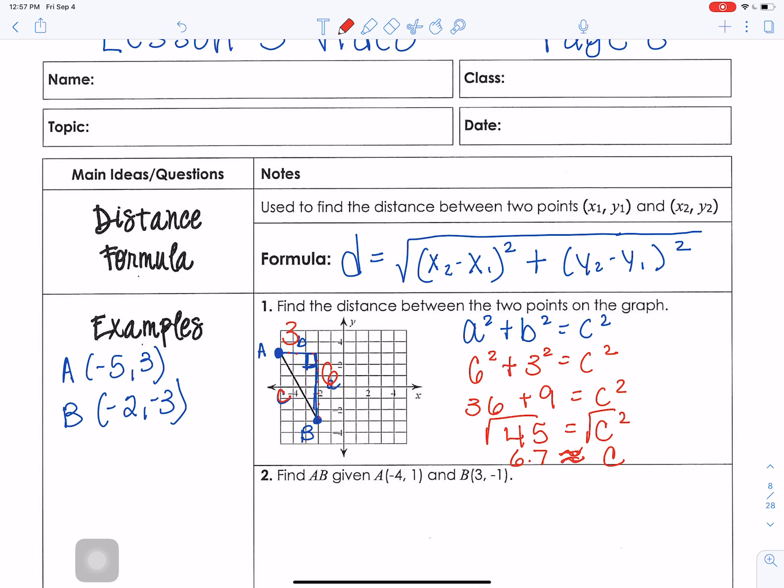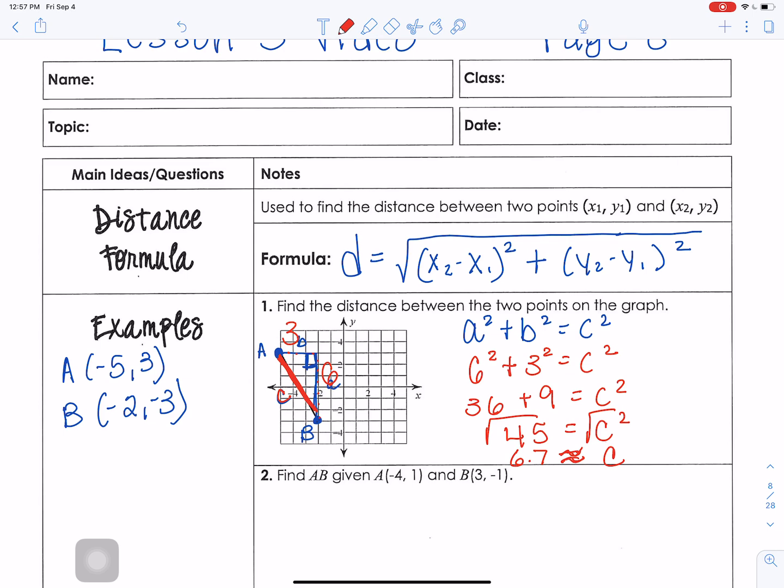And that looks pretty reasonable, wouldn't you say? This side right here looks a little bit bigger than the side that was 6. So 6.7, that's pretty reasonable. So that's how, if you're on a graph, you could find distances just by using the Pythagorean theorem.